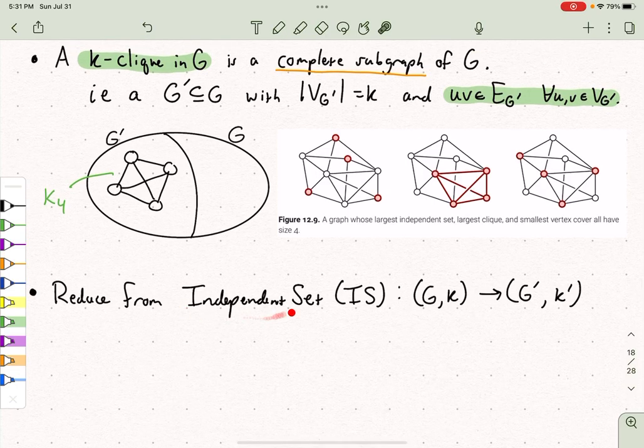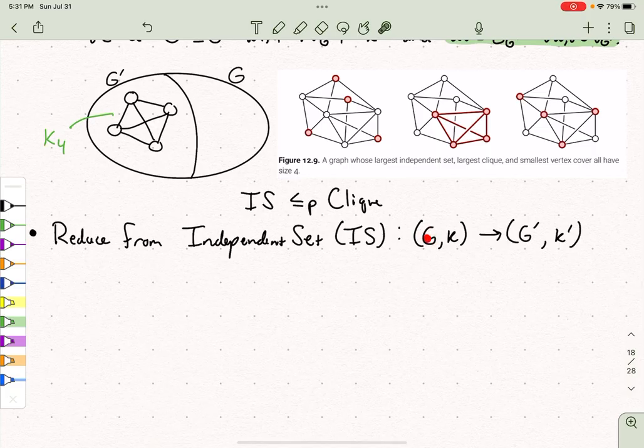So how are we going to prove these problems are NP-hard? Well, we know the independent set problem is NP-hard, and it's a graph problem, so it's a natural choice to reduce from. So to show that these problems are NP-hard, in particular for clique, we're going to show that independent set poly-time reduces to clique. And so what's the reduction? We're given a graph G and a number k, and we're going to create a graph G prime and a number k prime, and we want that G has an independent set of size k if and only if G prime has a clique of size k prime.